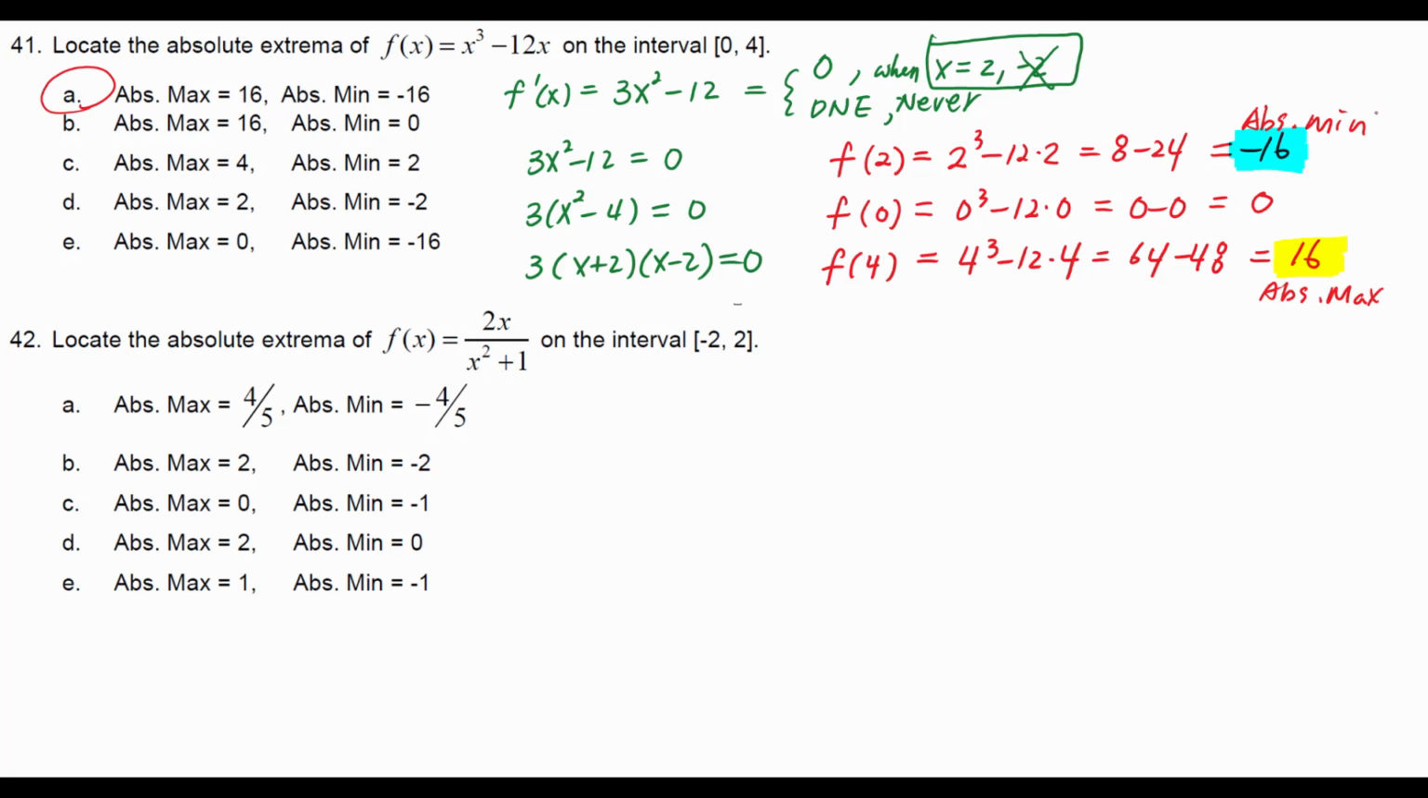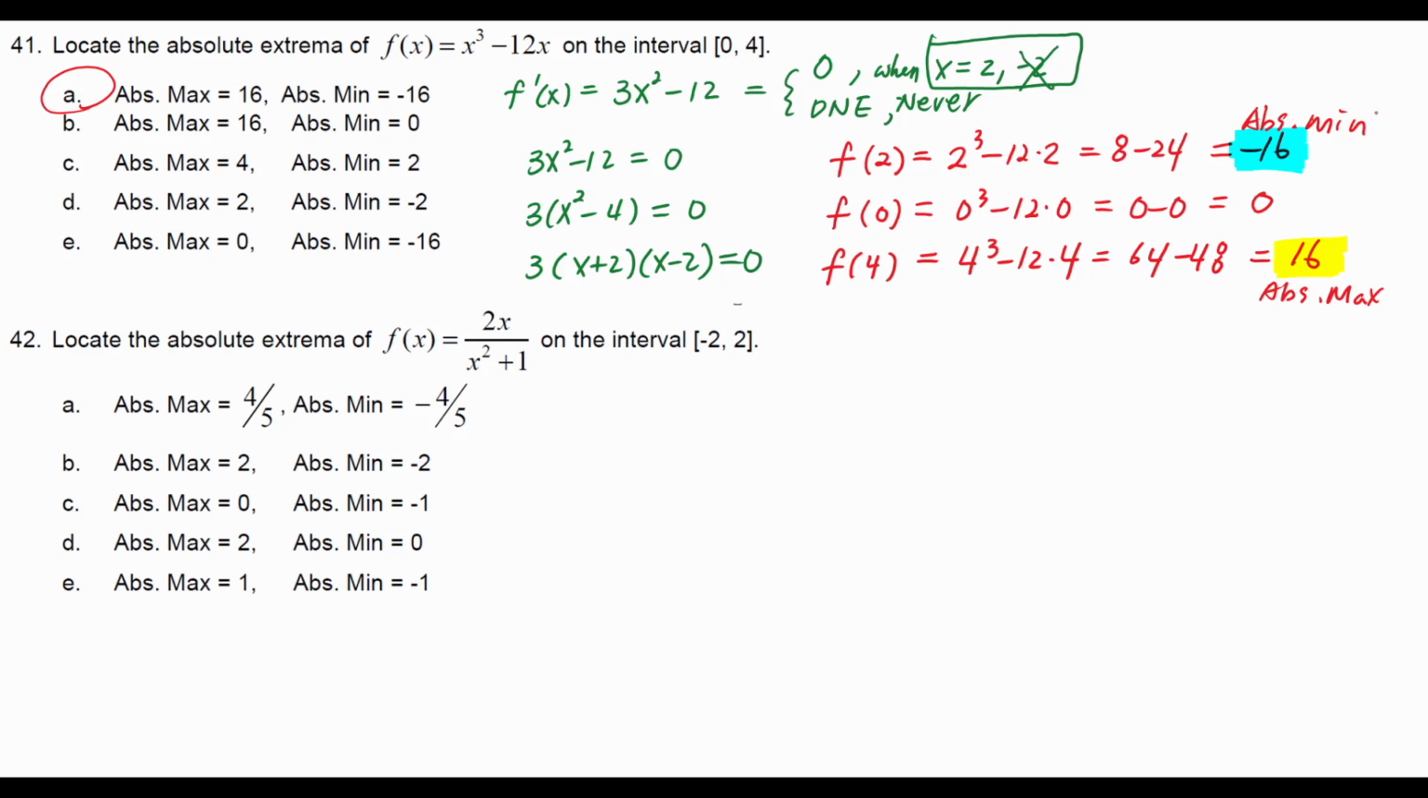Number 42. Locate the absolute extrema of f of x equals 2x over x squared plus 1 on the interval negative 2 to 2. This is a rational function, and a rational function is continuous as long as the denominator is not 0. But your denominator is never 0 since it is x squared plus 1. So this function is continuous on all real numbers, so it is continuous on the interval negative 2 to 2. And therefore, again, you will have both a maximum and a minimum by the extreme value theorem.